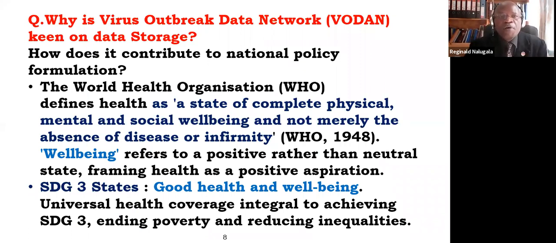So our reference is the World Health Organization, which defines health as a state of complete physical, mental, and social well-being, and not merely the absence of disease or infirmity. So well-being refers to a positive rather than neutral state, framing health as a positive aspiration. And then looking at Sustainable Development Goal number 3, which states good health and well-being, where we have universal health coverage integral to achieving SDG number 3, ending poverty and reducing inequalities. Because as we go through this study, we have to see how we influence policies in the area of poverty alleviation and good health and well-being.